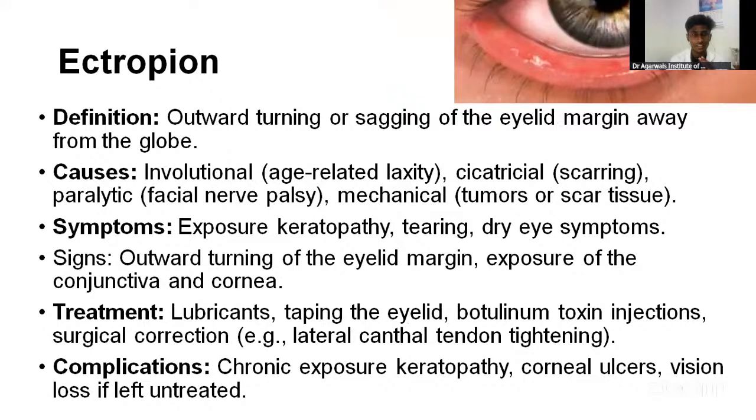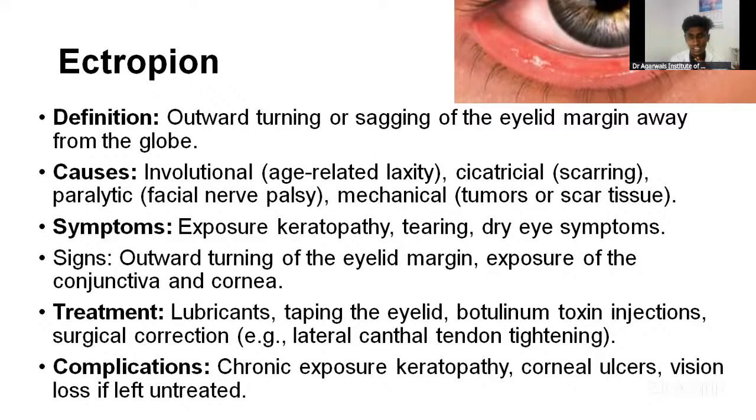Ectropion. Its definition is outward turning or sagging of the eyelid margin away from the globe. Causes: involution, which is age-related laxity, cicatricial, which is scarring, paralytic, facial nerve palsy, mechanical, tumors or scar tissue. Symptoms are exposure keratopathy, tearing, dry eye symptoms. The signs are outward turning of the eyelid margin, exposure of the conjunctiva and cornea.